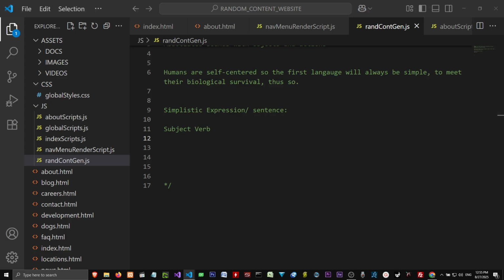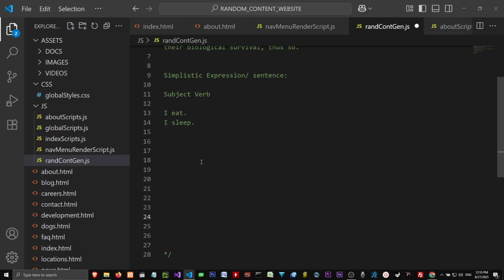So let's dump in a couple of simple sentences, right? I eat, I sleep. Okay? And I is always the source. In any language that you learn, who comes first? Numero uno always comes first. So I eat, I sleep. I gotta take care of myself first. So it's going to be me as a subject and some verb that's going to keep me alive, right?